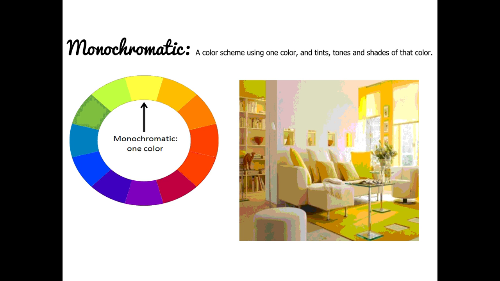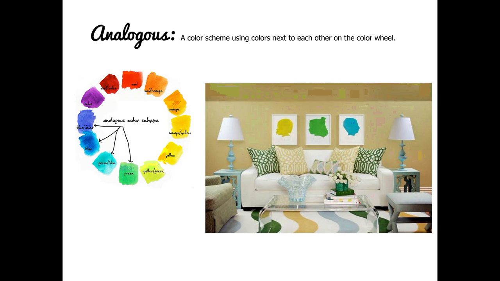So let's just review what the color schemes are. The first one is monochromatic, which is just one color, and tints, tones, and shades of that color. Here's an example of using different shades of yellow. You can still have the white, but you're using different shades of yellow in that space.